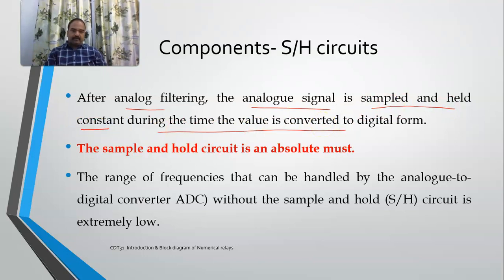Okay. Normally what happens is the range of frequencies that can be handled by this ADC converter will be quite low. Particularly without the sample and hold circuit, the range of frequencies will be very, very low. The sample and hold circuit will improve the range of frequencies which the ADC can process.